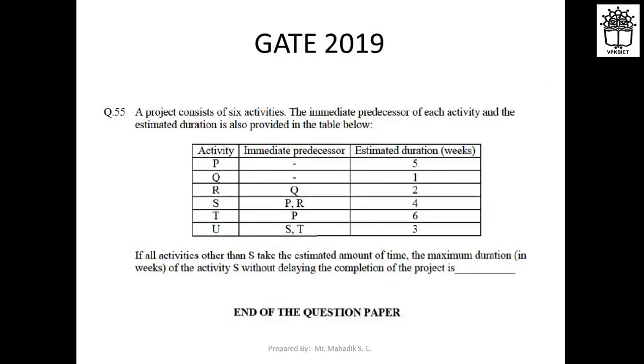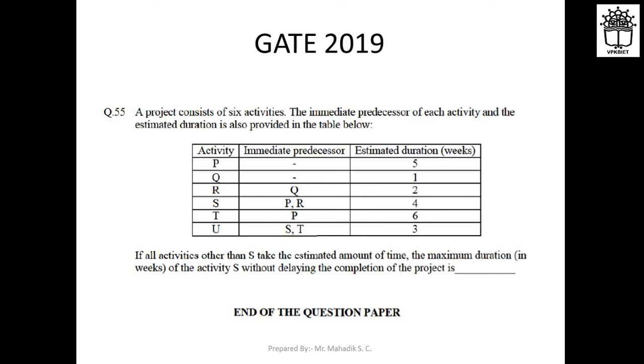And in another paper, GATE 2019, a question was asked again for 2 marks. A project consists of 6 activities, with the immediate predecessors of each activity and the estimated duration also provided in the table. So you can see the activity, immediate predecessors and estimated durations there. If all the activities other than S take the estimated amount of time, you have to calculate the maximum duration of activity S without delaying the completion of the project, right? So these types of questions may be asked in the GATE exam, right?